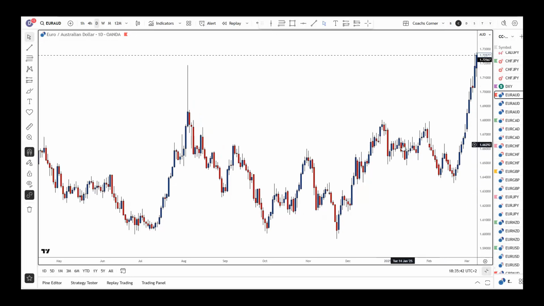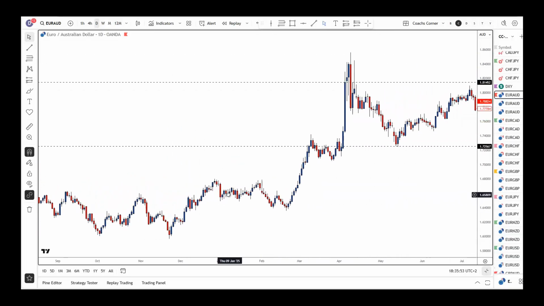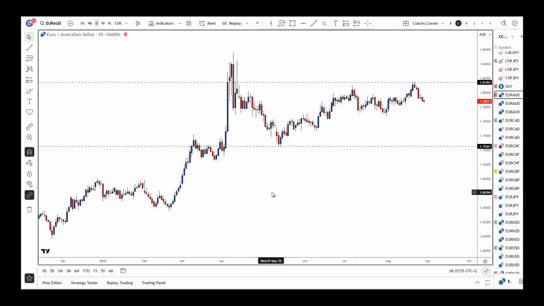We are going to do a chart exercise. Try to identify where the sellers are in control and where the buyers are in control, and practice advanced market flow. Super important. So yeah, that's about Euro-Aussie.